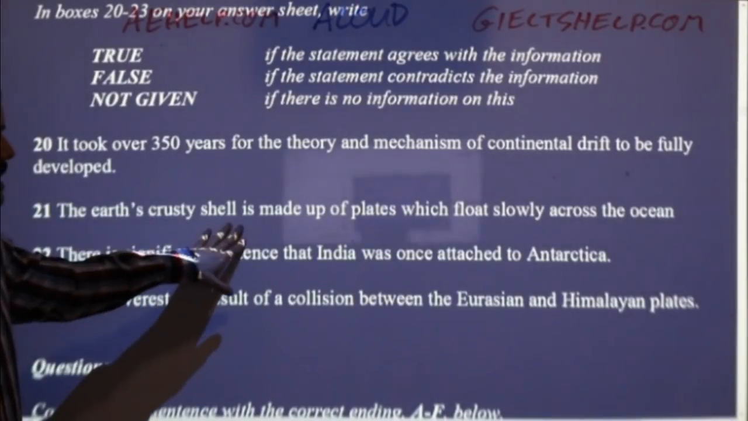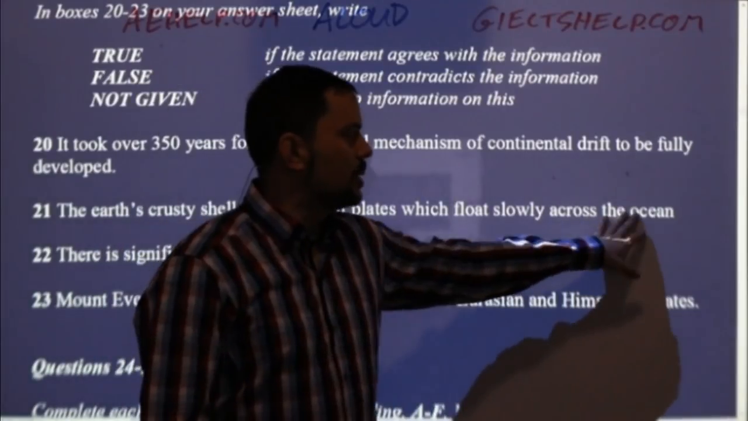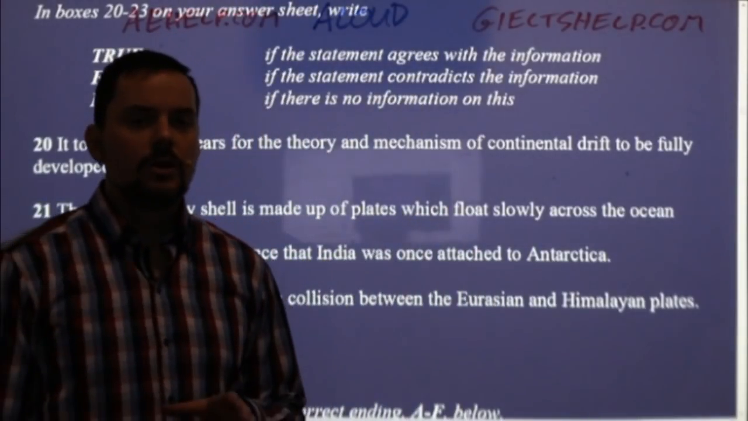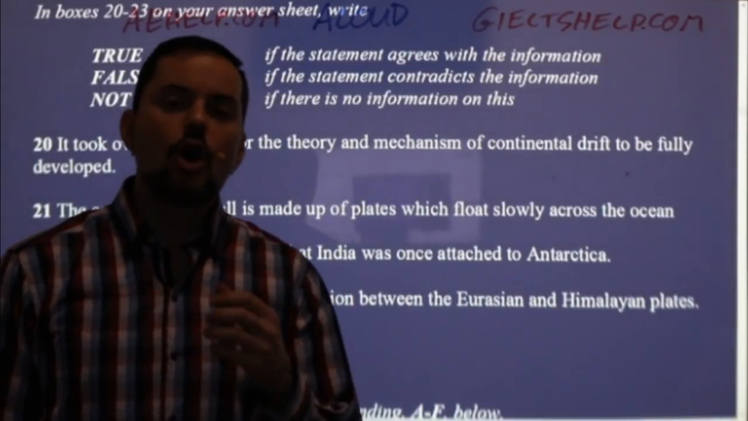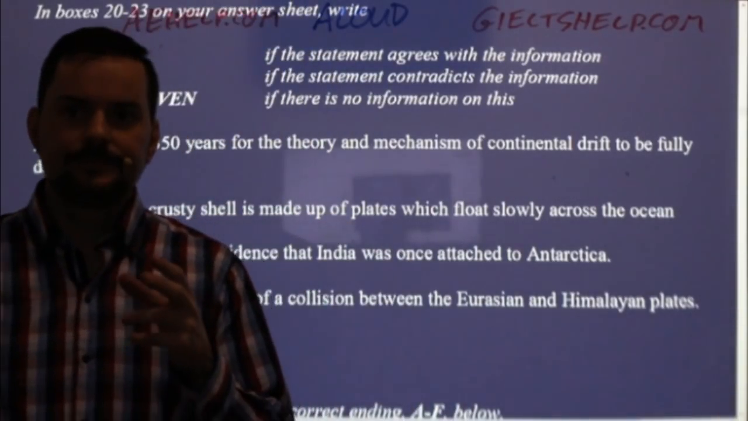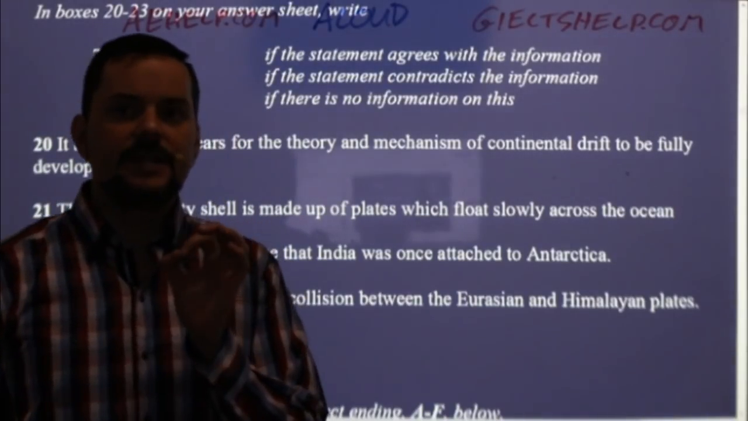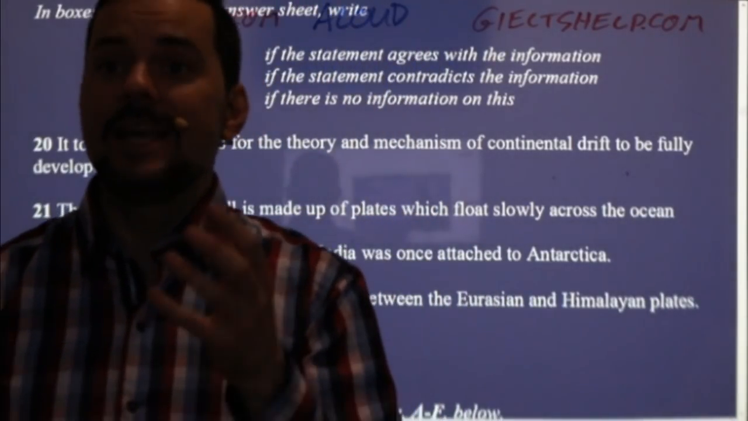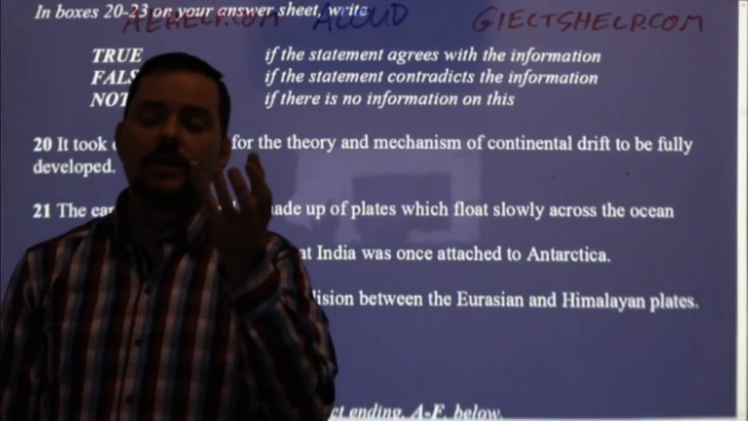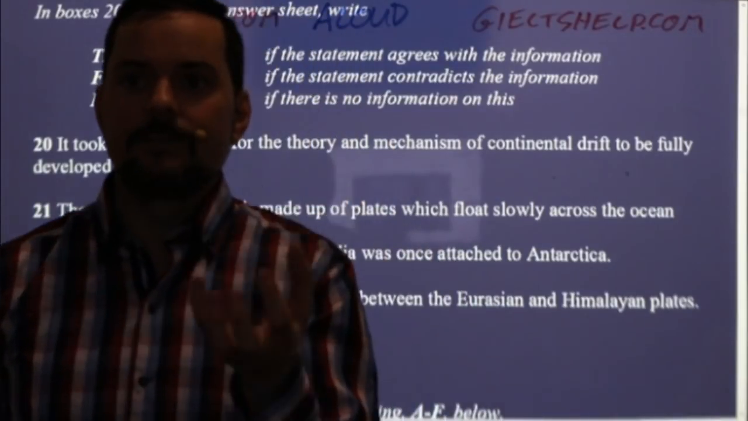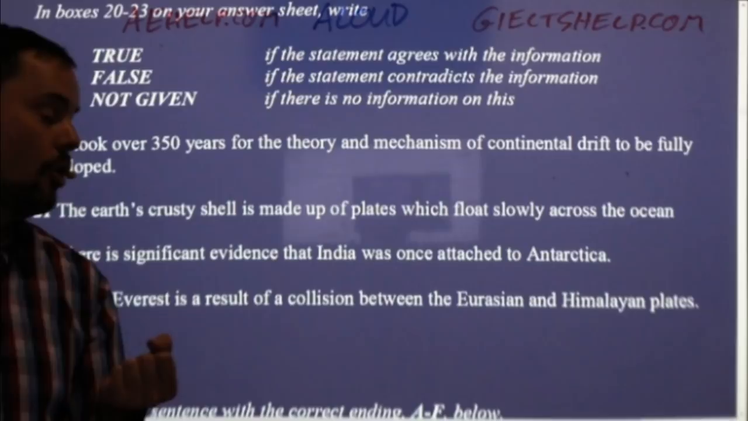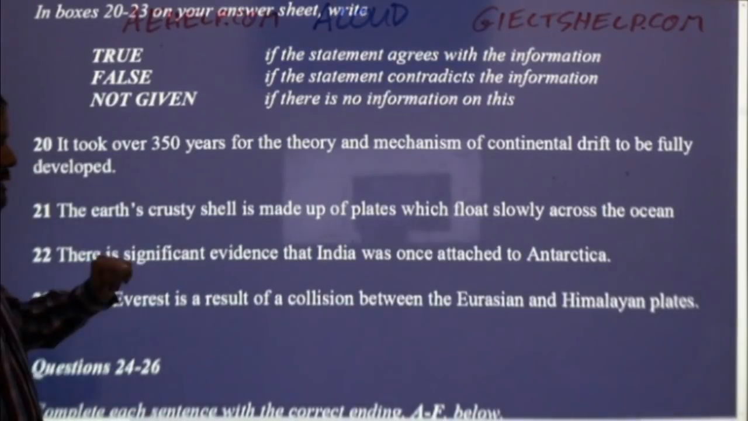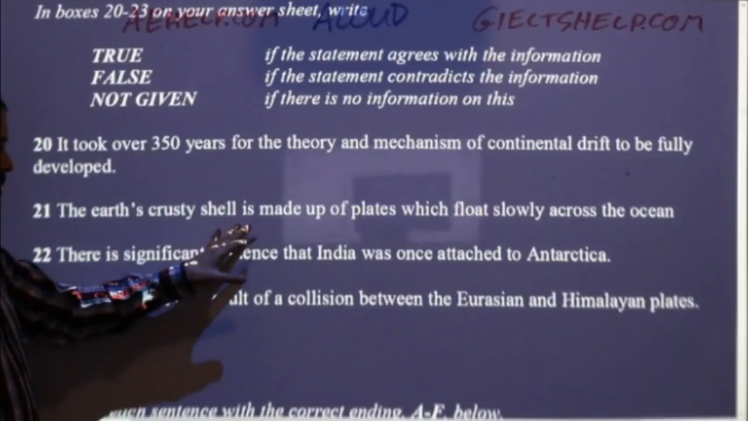The Earth's crusty shell is made up of plates which float slowly across the ocean. Ladies and gentlemen, first question. Is it important to know what the Earth's crust is made of for continental drift? So for this theory, be careful, is it important to know what the Earth's shell is made of? Yes, absolutely. It's a part of the mechanism, a part of the system. We have to know what the Earth is made up of in order to understand the theory of plate tectonics. So yes, it's important.